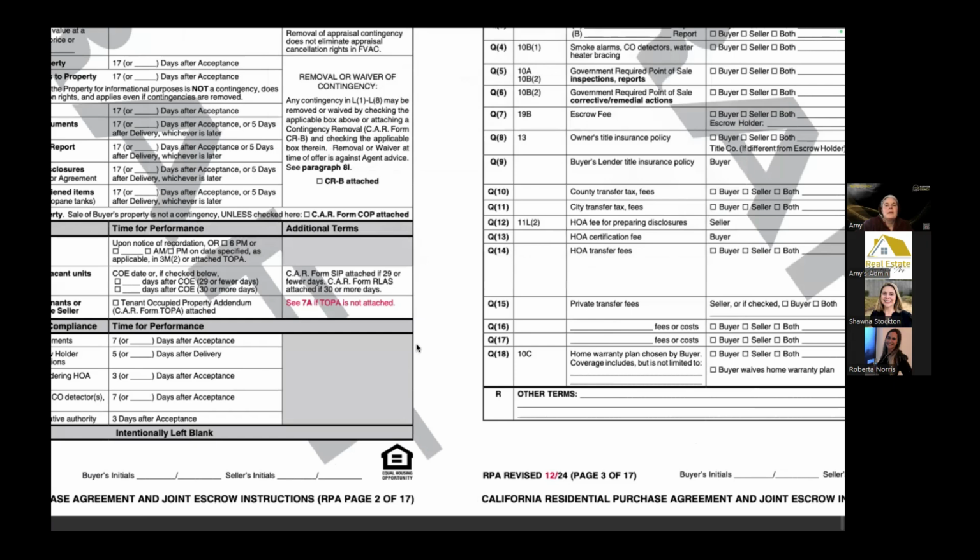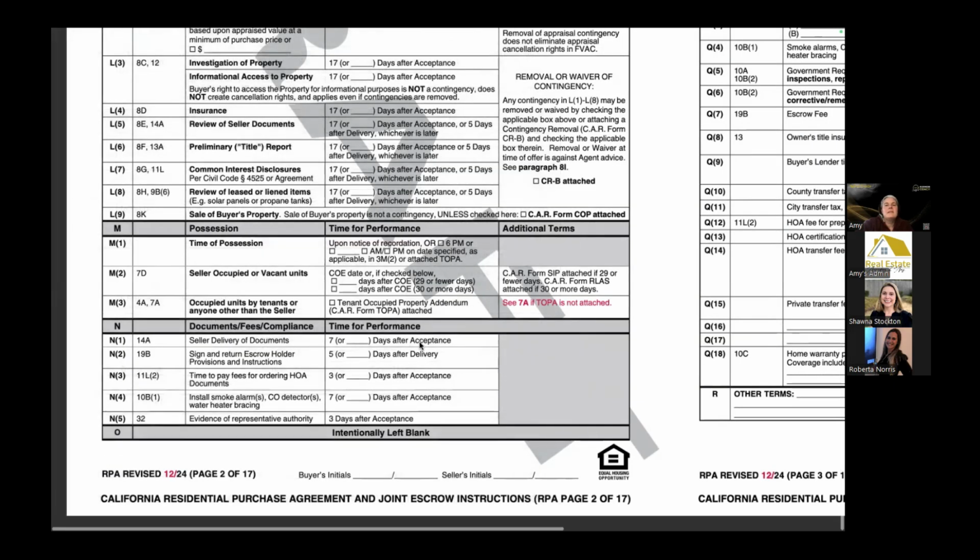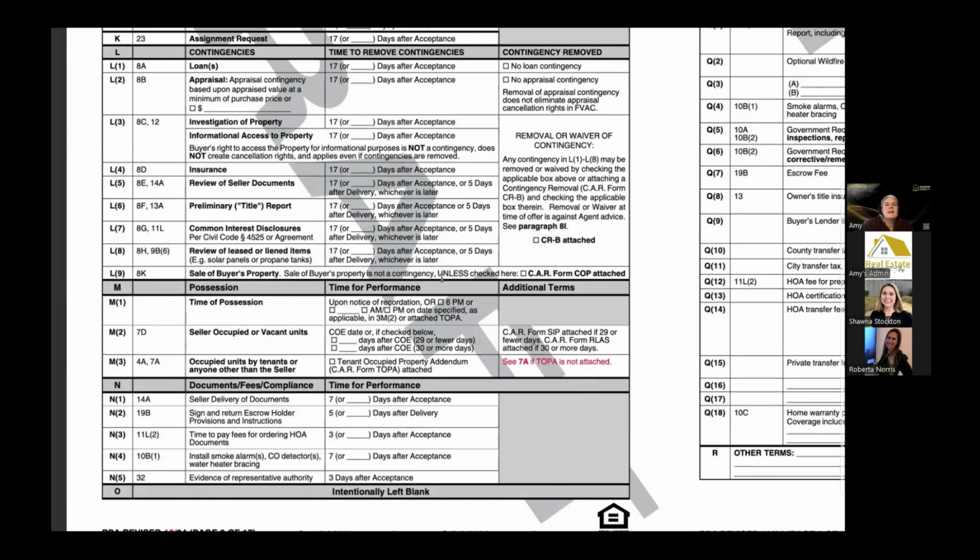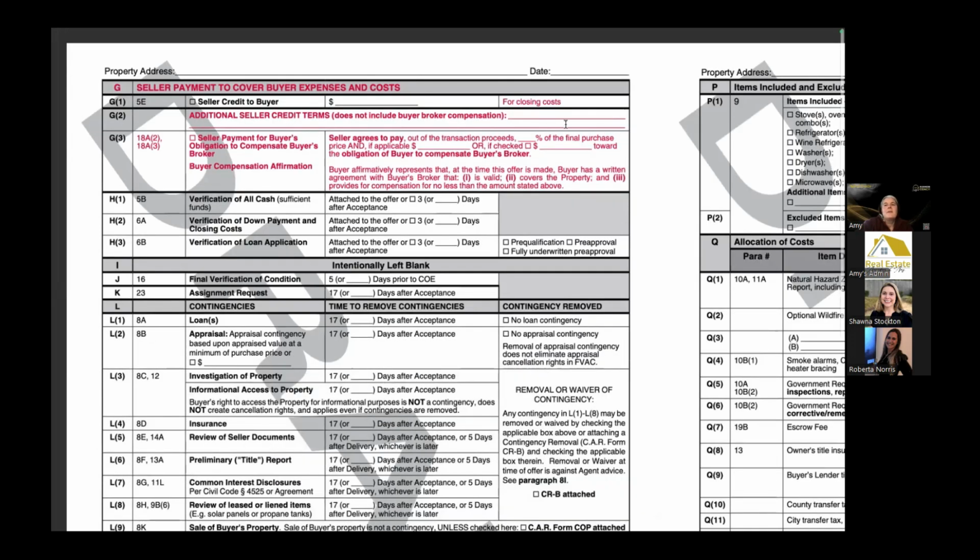All right, the next change is inside the grid at the top. They are changing up the terms with regards to credit and seller's payment of buyer's broker. We no longer need the SPBB form. Thank you, CAR, for eliminating a form that we use all the time. So 3G2 is additional seller credit terms. This does not include buyer broker compensation.